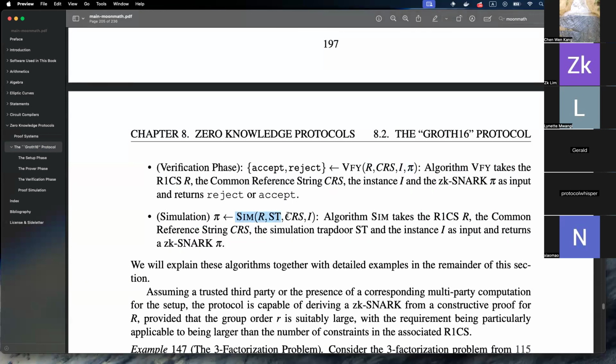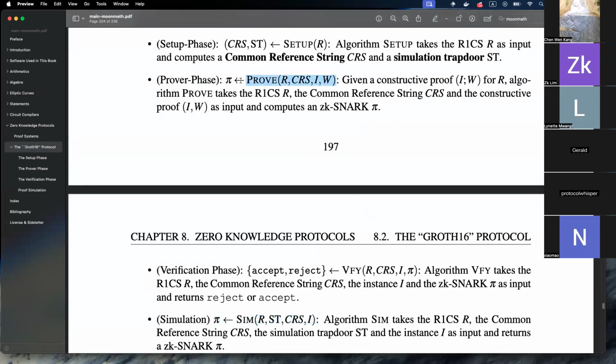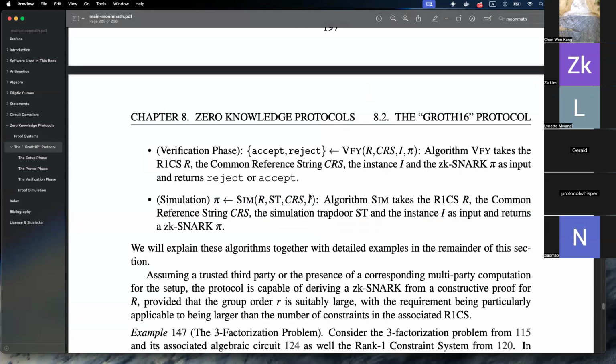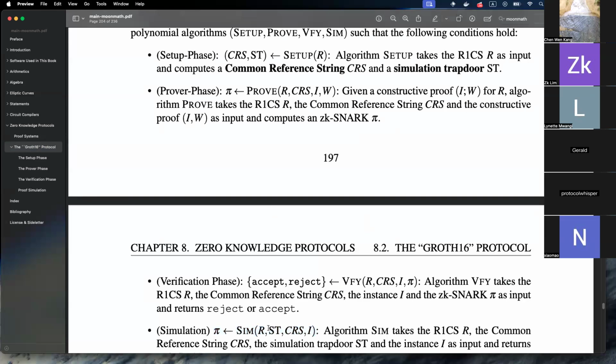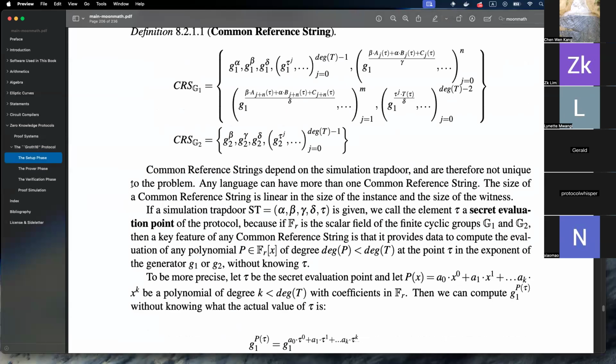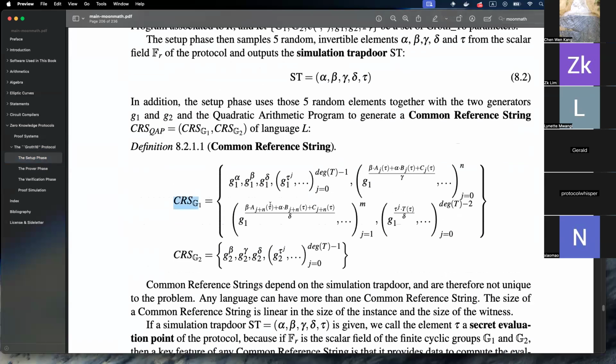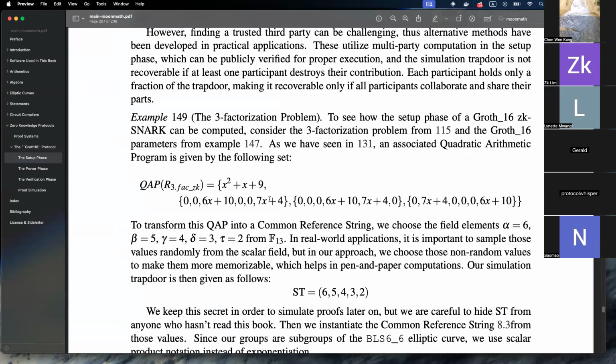And finally, simulation. This is an algorithm that, given R, the trapdoor or the toxic waste, the CRS, and the instance, can generate a fake proof without knowing the witness. In the correct way, you can only generate a proof if you have a witness. In this case, given your secret value, this is to show that I can generate a fake proof if I know the toxic waste. Okay, so that's essentially what it is. And in your setup phase, you are generating your CRS and your trapdoor.